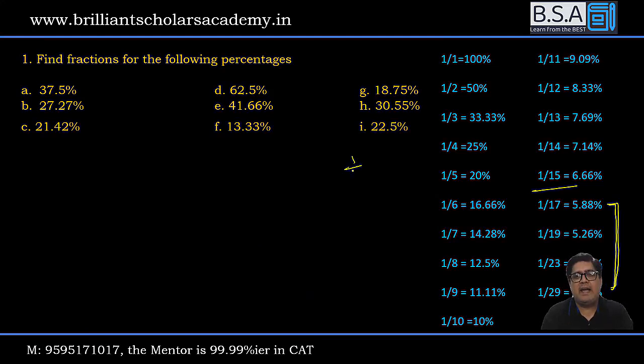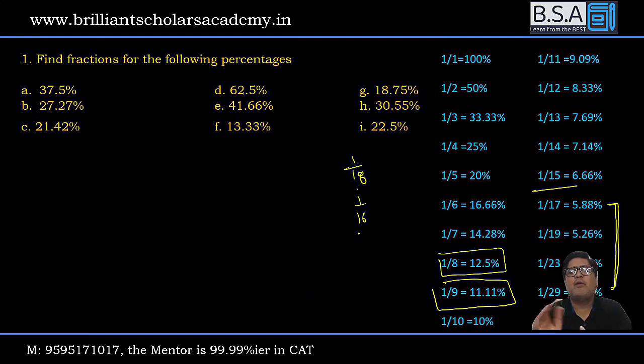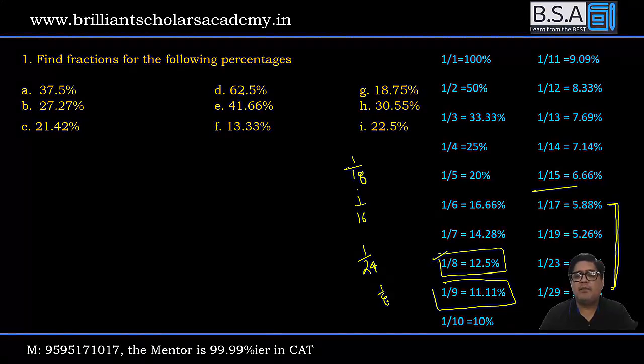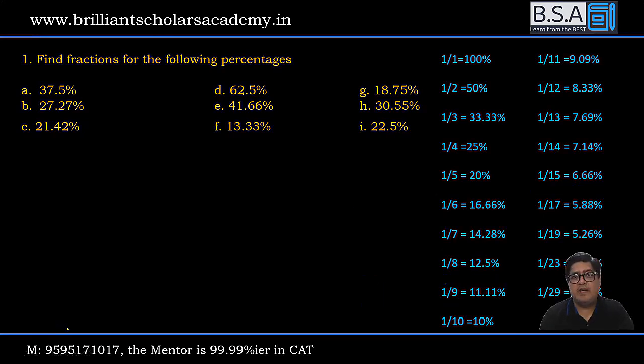In case you need 1 by 18, can I say we divide this by 2, and I can get 1 by 18. Let us say I need 1 by 16. Can I say we halve this? I can divide this by half. So you can manipulate numbers and create. I need 1/24 as a percentage. Can I say divide this by 3? If you divide 1/8 by 3, you have the answer. You can manipulate these numbers and create many more values.